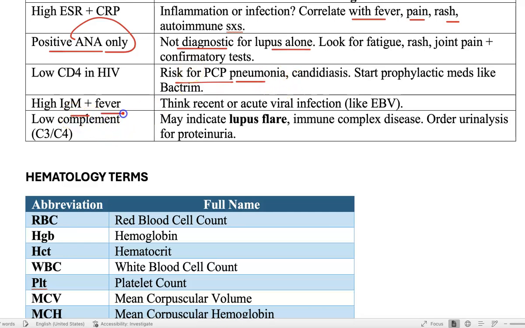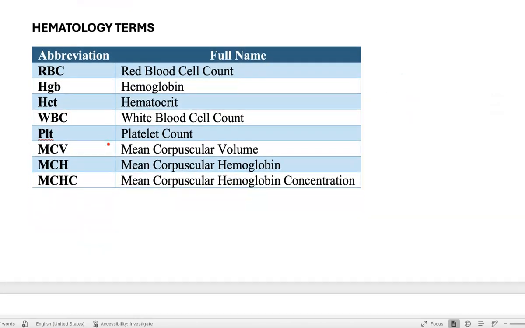What about IgM plus fever? You want to think recent or acute viral infection like EBV. Low complement C3 and C4 may indicate lupus flare, immune complex disease, order urinalysis for proteinuria.